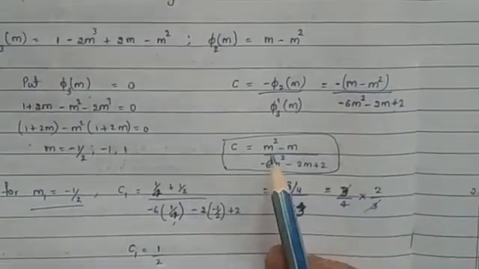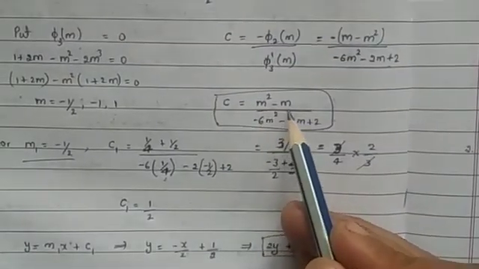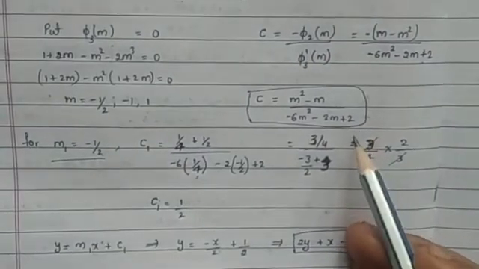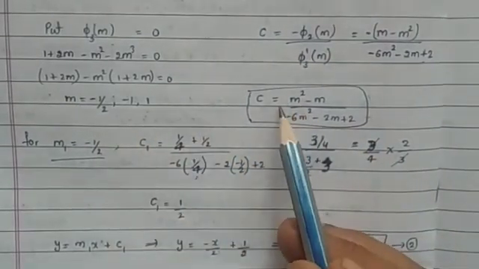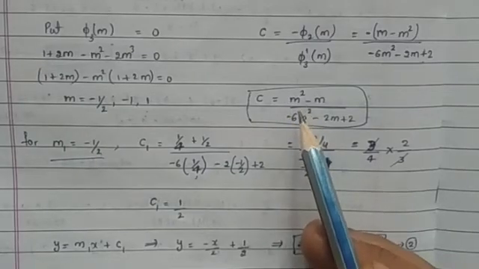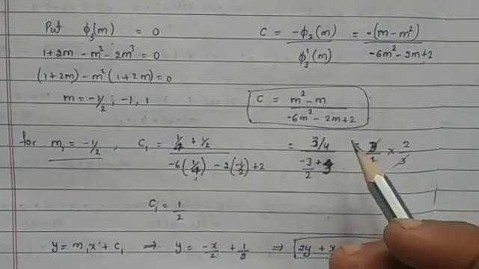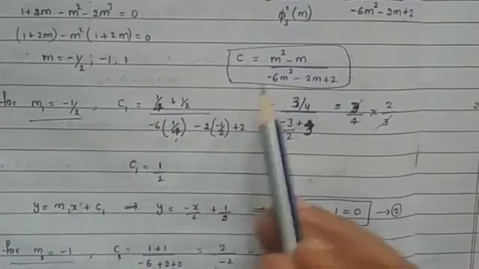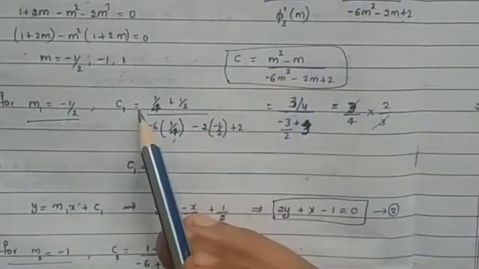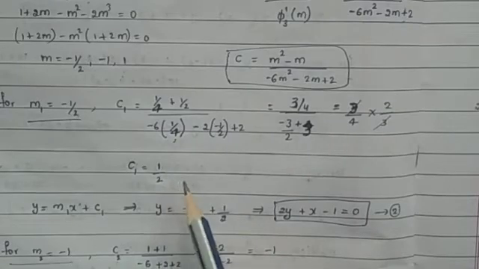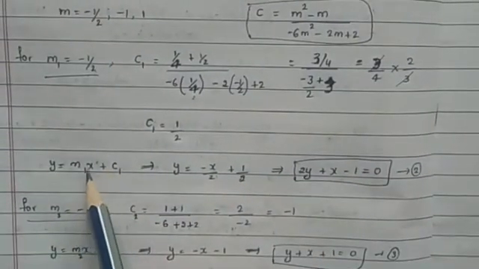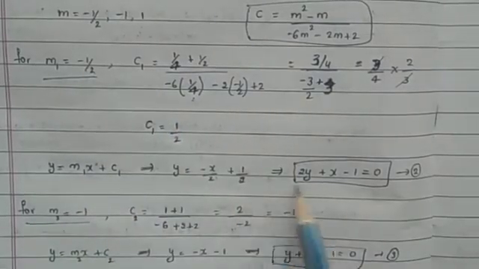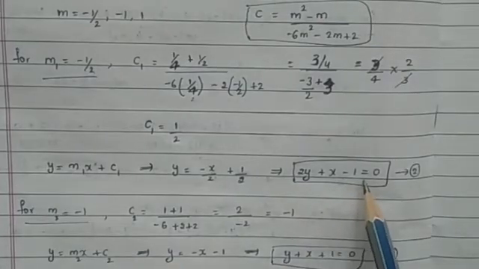Okay. Next you get c which is equal to m square minus m by minus 6m square minus 2m plus 2. Okay. By putting m is equal to minus 1 by 2, 1 and minus 1, you get 3 different values of c. So for m1 is equal to minus half, you get the c1 value. That c1 value is plus half. So y is equal to m1x plus c1. This implies, putting the m1 and c1 values, you get the asymptote 2y plus x minus 1 which is equal to 0.